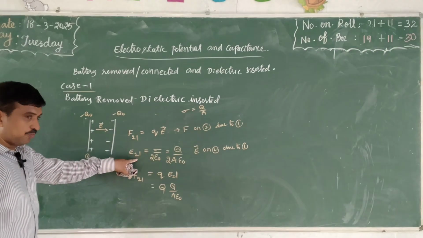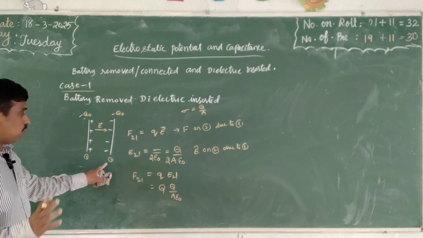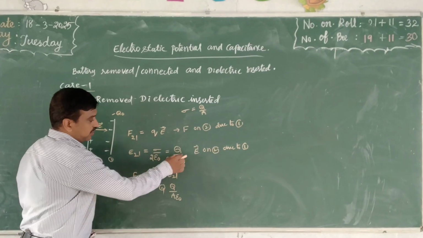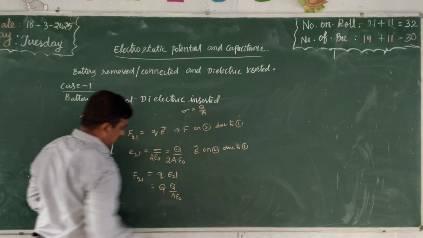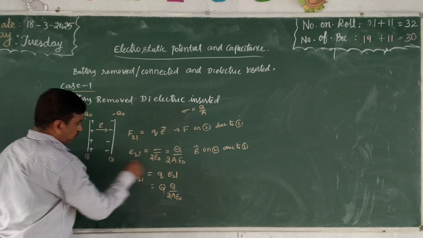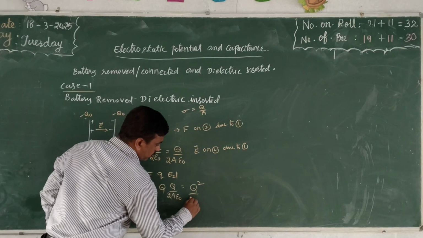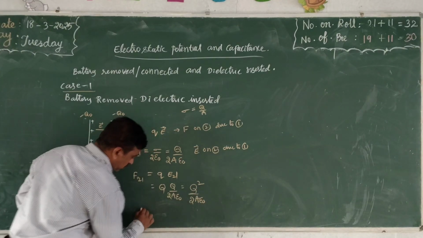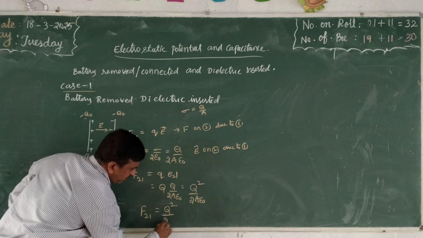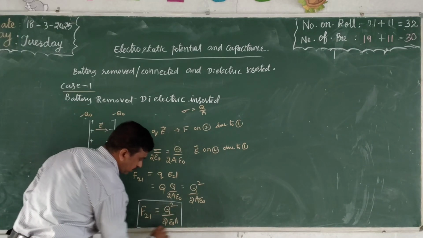Electric field on the second plate due to the first plate means a single plate here, not parallel plates. Parallel plates give sigma by epsilon naught; for a single plate, E21 equals sigma by 2 epsilon naught, which is Q by 2A epsilon naught. Here the charge is Q, so Q by A epsilon naught into Q, what we get is Q square by 2A epsilon naught. It is the force on the second plate due to the first one. What is the force? Q square by 2 epsilon naught A.